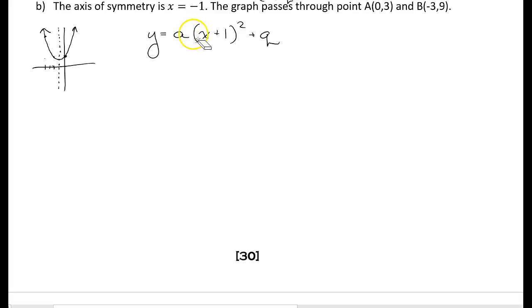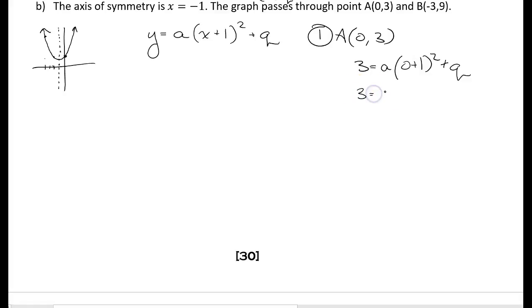Because we don't know A and we don't know Q, what we're going to have to do is use these points. We're going to create a system of equations that we're then going to have to work with. So this is something that harkens back to our grade 10 math days. So equation number 1, we're going to use A, which is 0 and 3, and we're going to plug that in. So that lets us say that y is 3, it's going to be A times, and then x is 0 plus 1 squared plus q. 1 squared is 1, so my actual equation is going to be 3 equals A plus q.